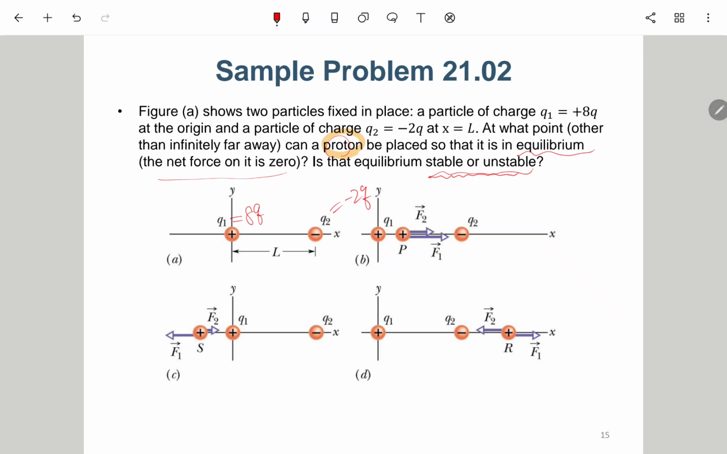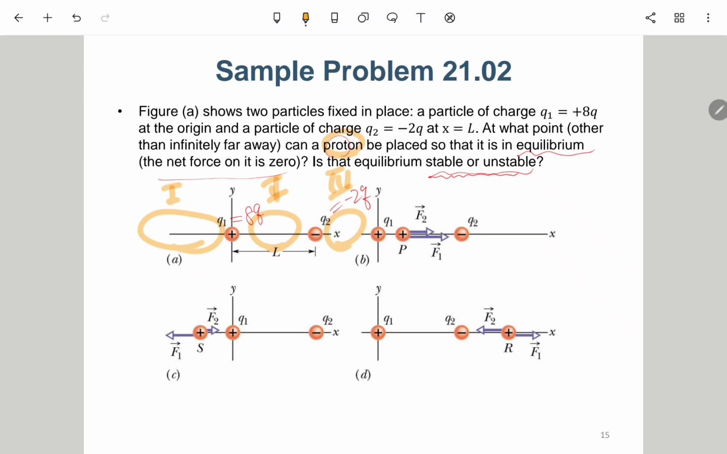Which means that we can only put this proton on the x-axis, and here the x-axis is cut by Q1 and Q2 into 3 parts. The first part is here, the second part is in between, and the third part is on the right side. So we try to argue which part is possible. For the first case, if we try to put this proton in region 2, which means in between.